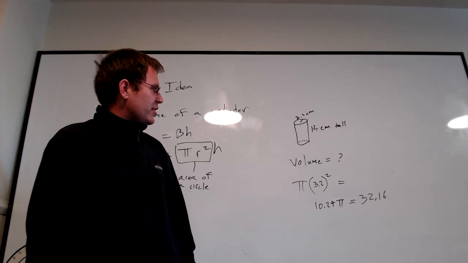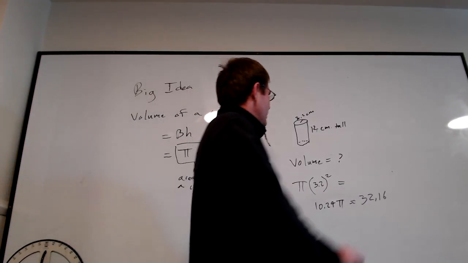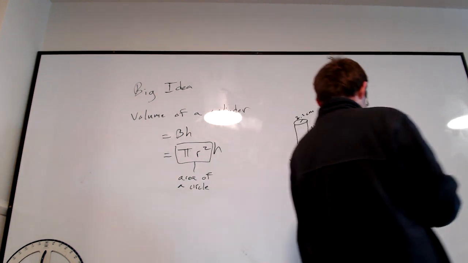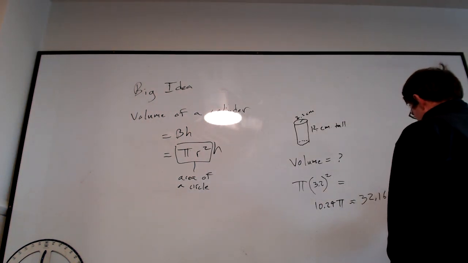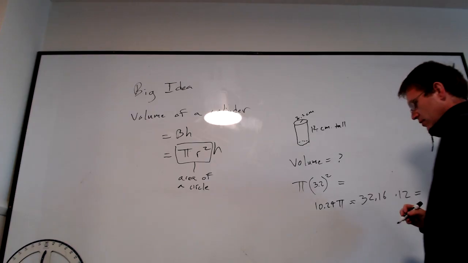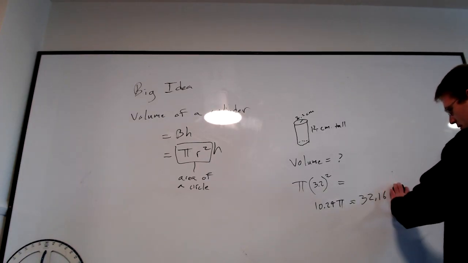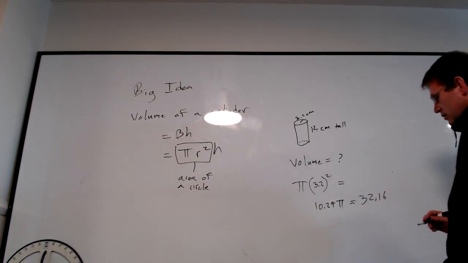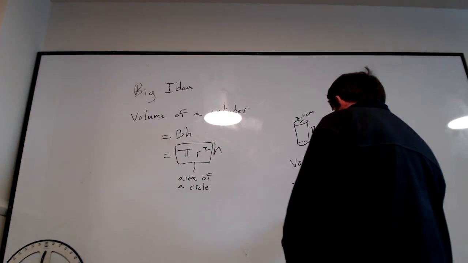Okay, so what's 32.16 times the height, which is 12, right? Please don't write times that right there. No, that's not correct. So now take 32.16 times the height.